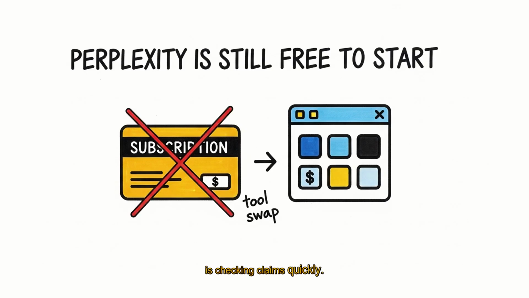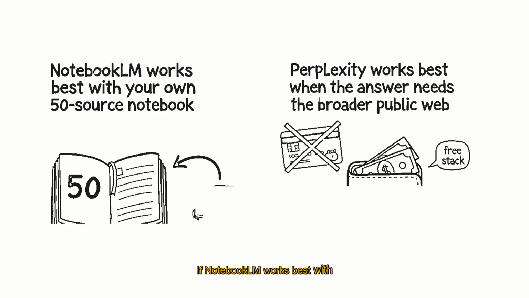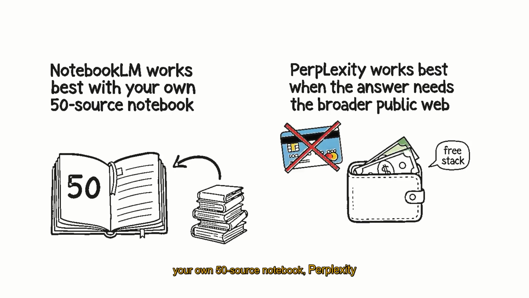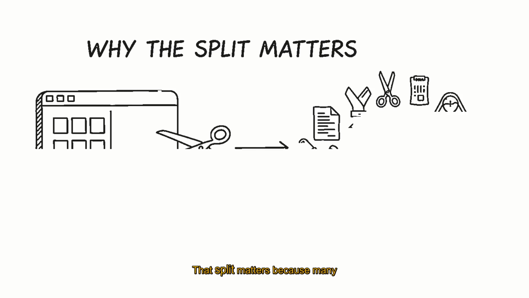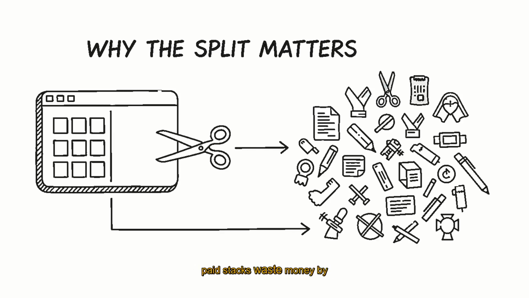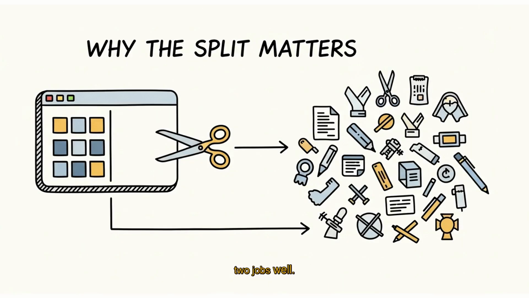is checking claims quickly. If NotebookLM works best with your own 50-source notebook, Perplexity works best when the answer needs the broader public web. That split matters because many paid stacks waste money by asking one tool to do every job poorly instead of two jobs well.